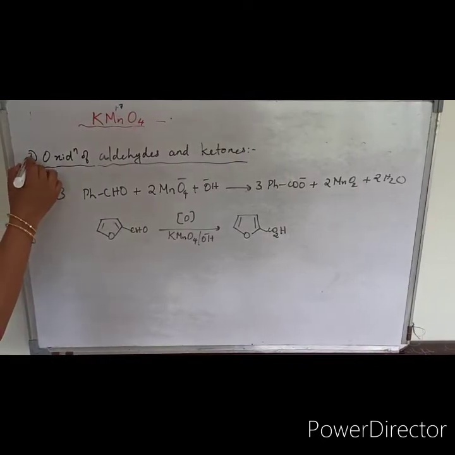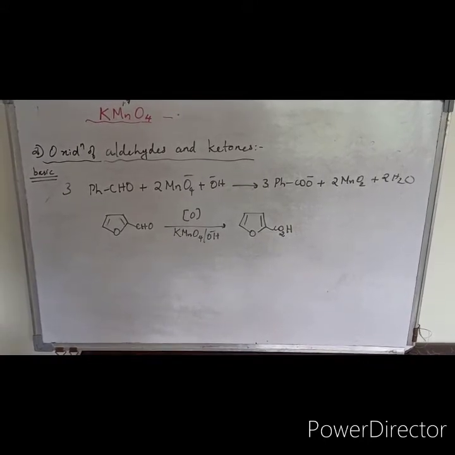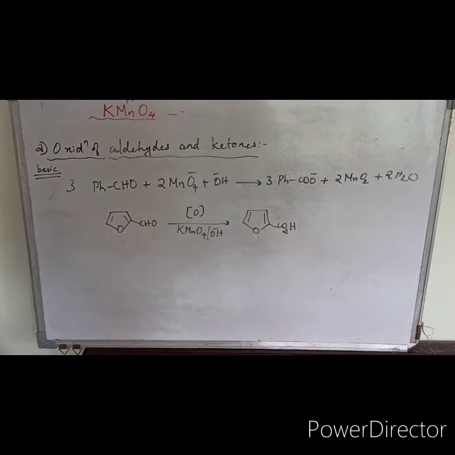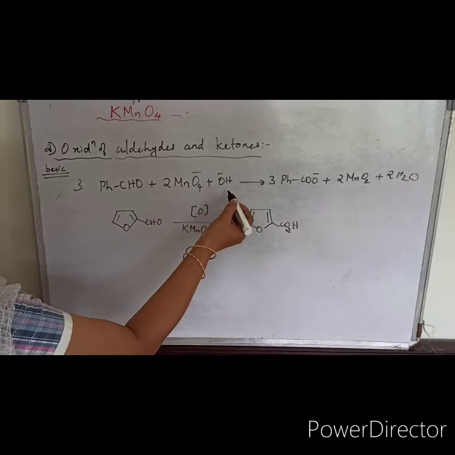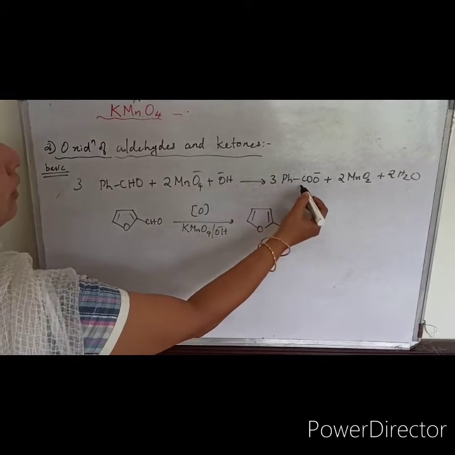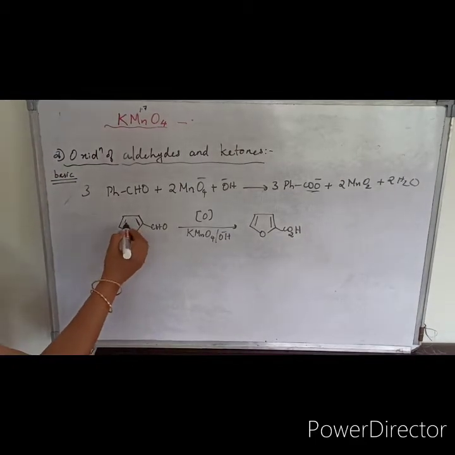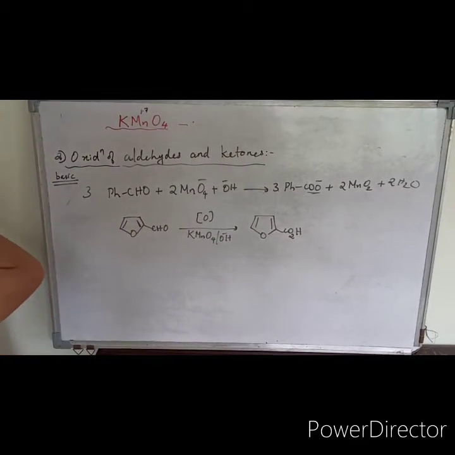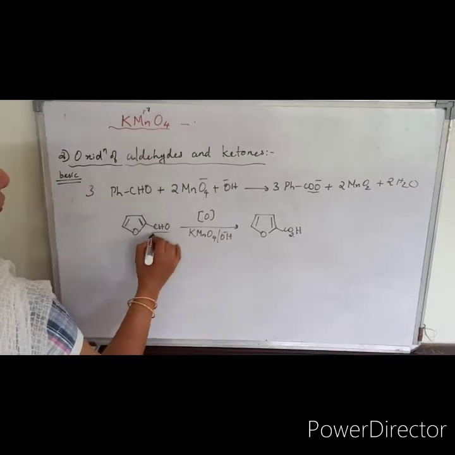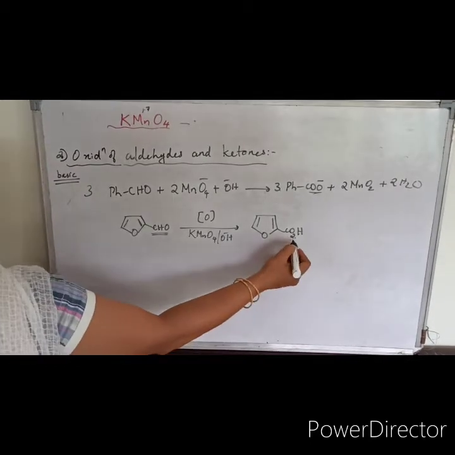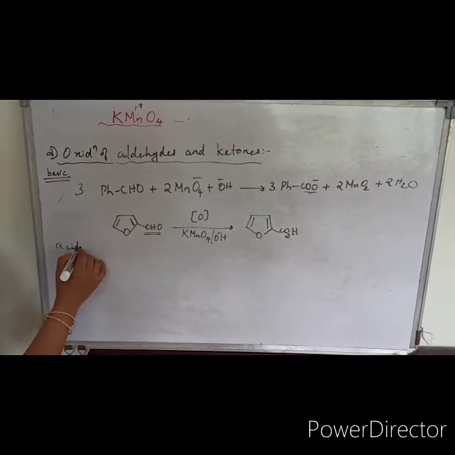So next application of alkaline KMnO4 oxidation is the oxidation of aldehydes and ketones. So under basic condition, this aldehyde, KMnO4 and alkali will be reacting, and you will be getting the corresponding carboxylic acid and MnO2 plus water. So one example is any aldehyde, aromatic aldehydes will be oxidized to the corresponding carboxylic acid. This is benzaldehyde, PhCHO, will be oxidized to carboxylic acid. So this can also happen in acidic medium.